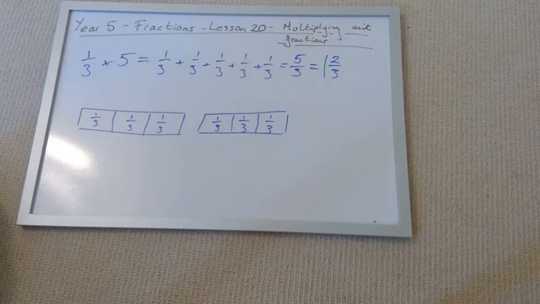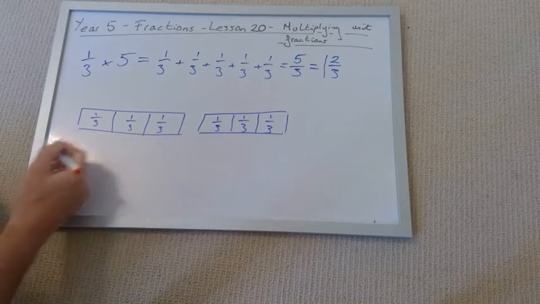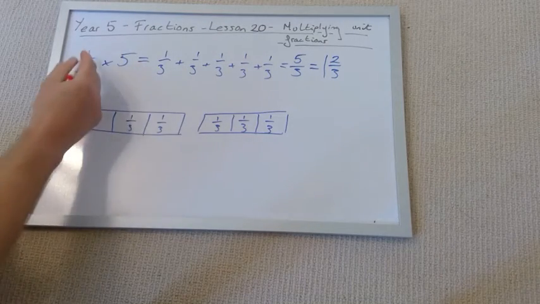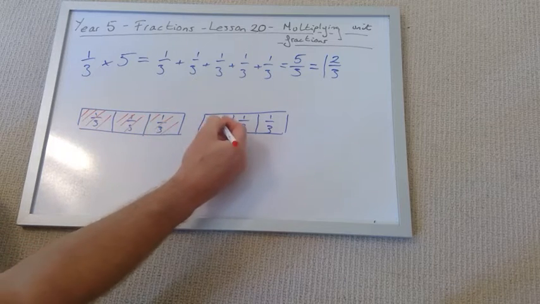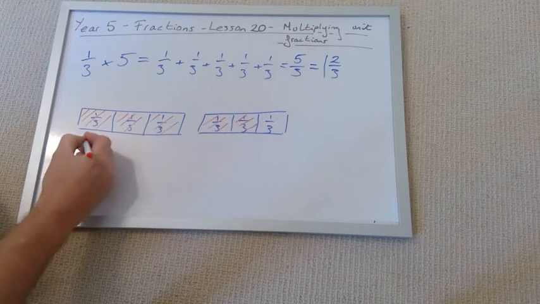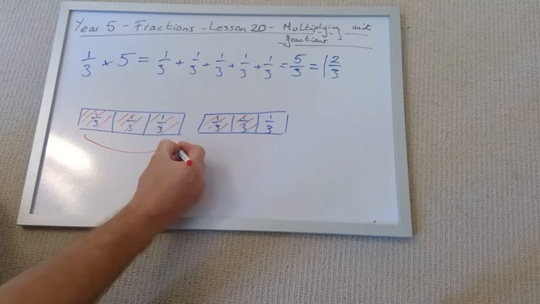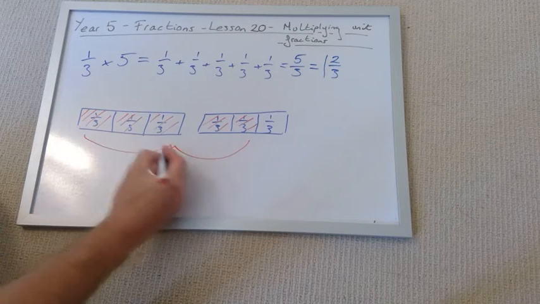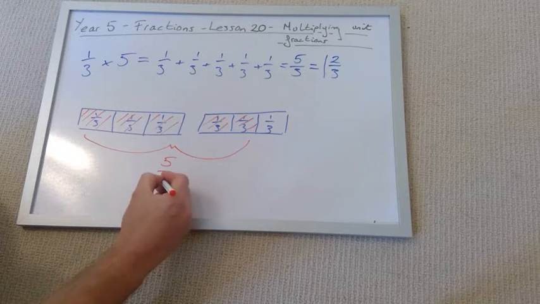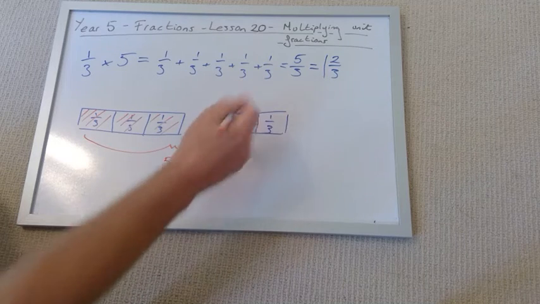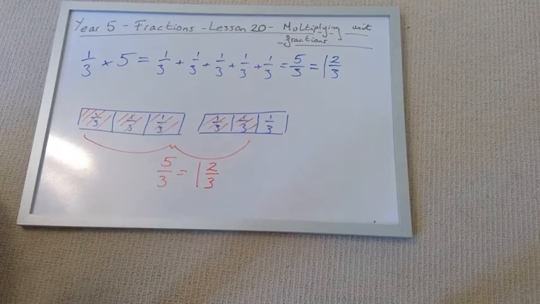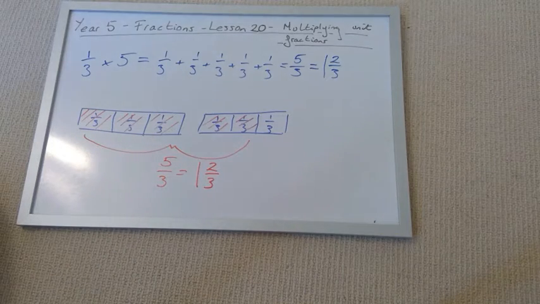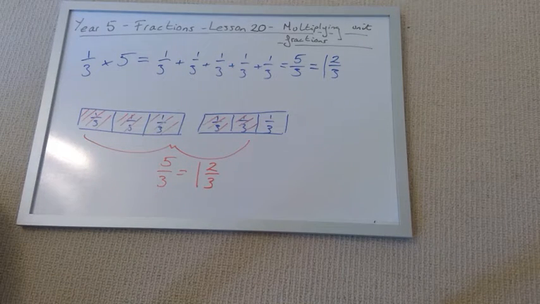And to visually represent this, I need to shade in 5 1/3 parts. 1, 2, 3, 4, 5. And we can see here that I have 5/3, which I now know I can simplify down to 1 2/3. So that's one example of how to try and solve this kind of problem.